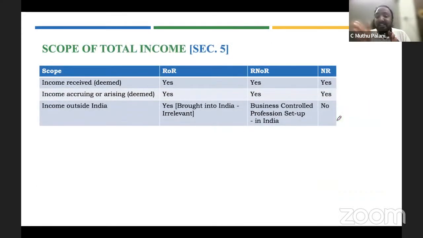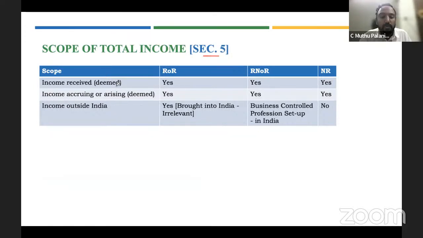Now, the second step. Once you have understood your residential status, whether you are a ROR, a RNOR, a non-resident, or a deemed resident, depending upon that, you can understand whether an income is taxable or not taxable. So the scope of total income is what we are going to understand next. Section 5 discusses the scope of total income.